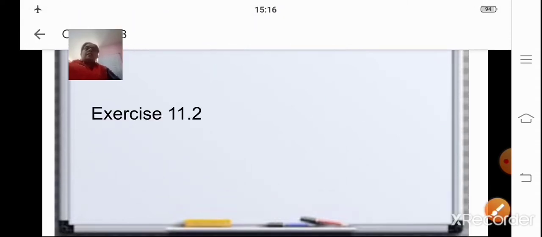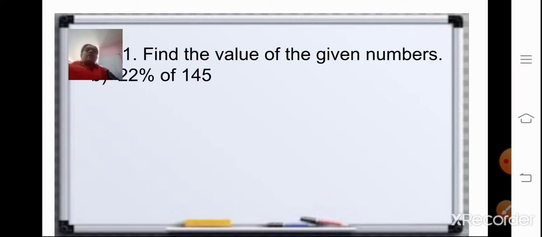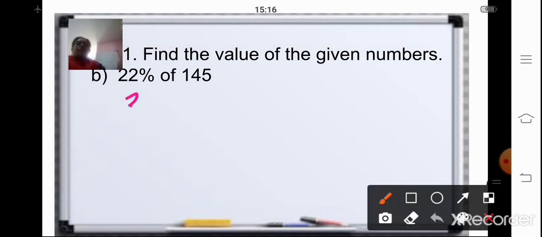Now based on this, let us start with our exercise sums. Exercise 11.2, which you have to solve in your notebook, students. The first sum for you is: find the value of the given numbers. The first one is 22% of 145. Now the first step is we'll change this percent to a fraction. So write it in fraction form, that is 22/100. "Of" will change into the multiplication sign and then 145.